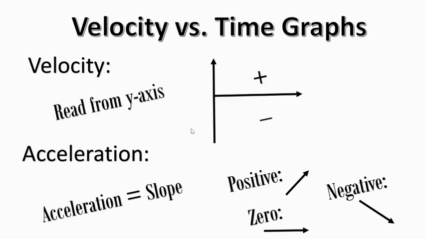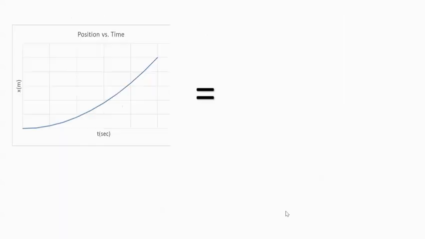Now, acceleration you can also find on a velocity graph because it is equal to the slope. Just like velocity is the slope of a position graph, acceleration is the slope of a velocity graph. So that means if you have velocity that's going up, it must be a positive acceleration. If you have velocity that's going down, it's negative acceleration. If you have a flat line on your velocity graph, it's zero acceleration.